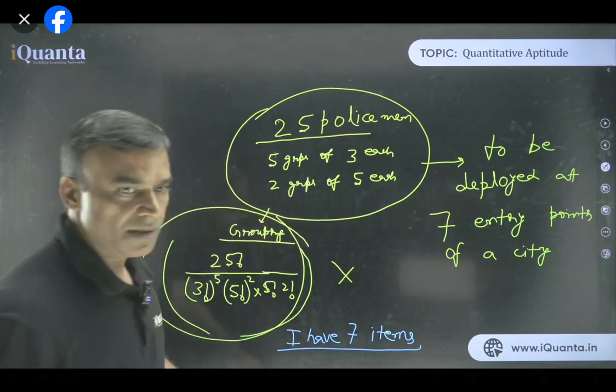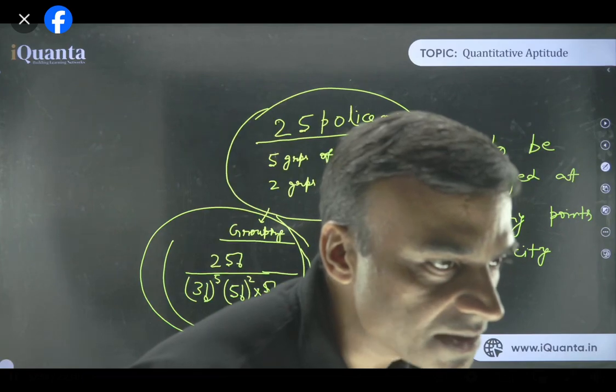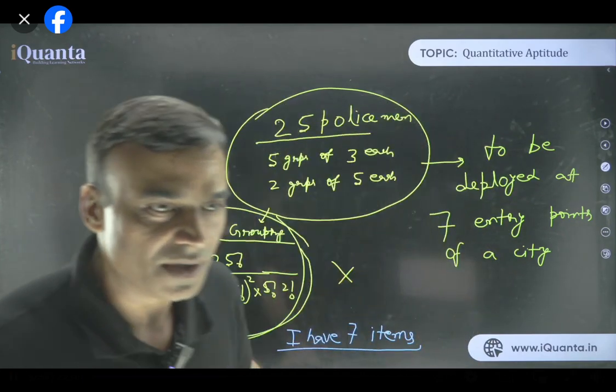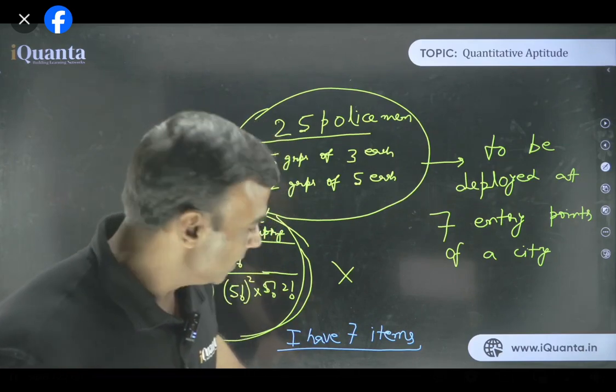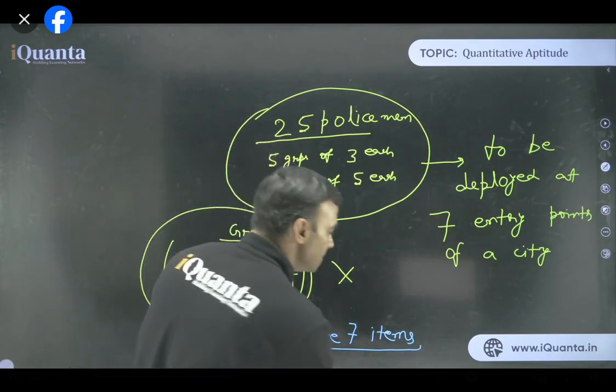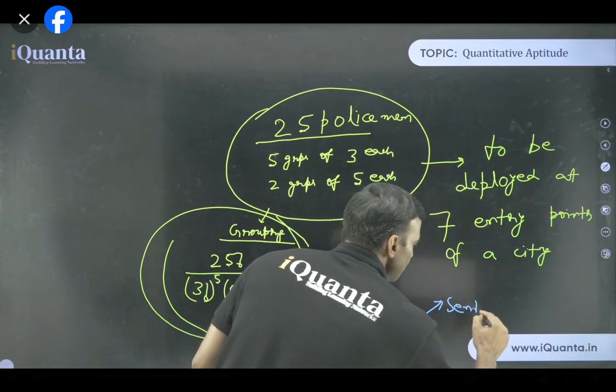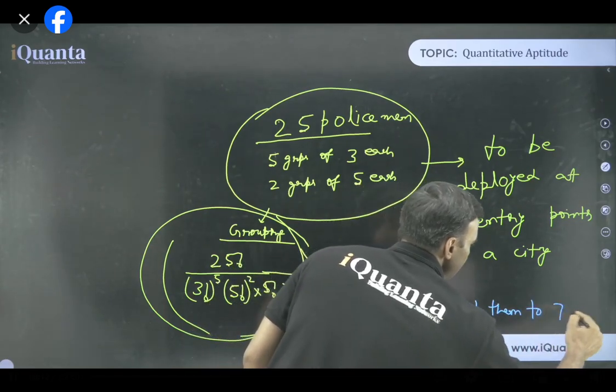I think ये बड़ा important है समझना. I have 7 items, 7 different items. No, not entries, 7 groups. Very good. No, not entry points. Ritika, वो तो बाद में आएगा ना. We have these 7 items. What do I do with these 7 items? Send them to 7 points. Yeah, na?